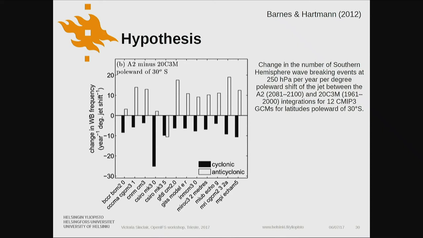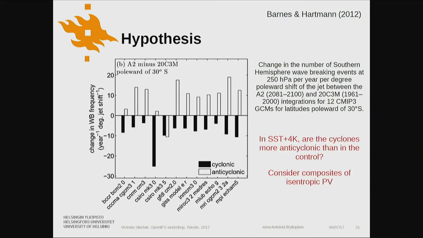And they were looking at how wave breaking changes. You can have anticyclonic wave breaking or cyclonic wave breaking, and this, in a sense, can affect the structure of the cyclones you have. In their analysis, they found that cyclonic wave breaking decreases in their climate change experiment, whereas anticyclonic wave breaking increases in the future. So this is one thing that I hope to look at in the future.